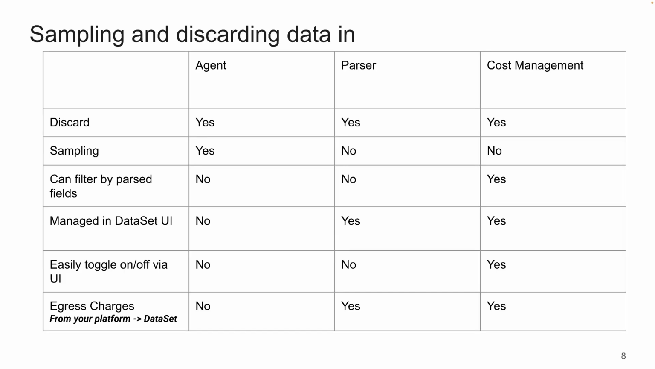So now that we've had a look at the difference between sampling and discarding data, there are 3 places to sample or discard within the product. You can discard within the agent, the parser, and the cost management tool. The majority of these are controlled with regular expression rules. While we can discard data within the agent, the parser, and cost management tool, if you need to sample data, the only place that you can do that is within the agent.